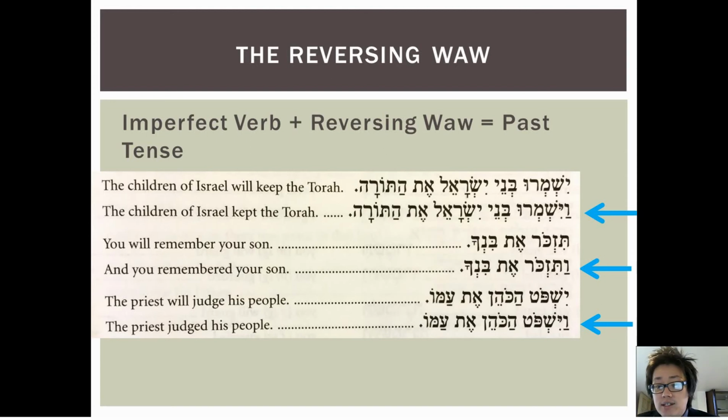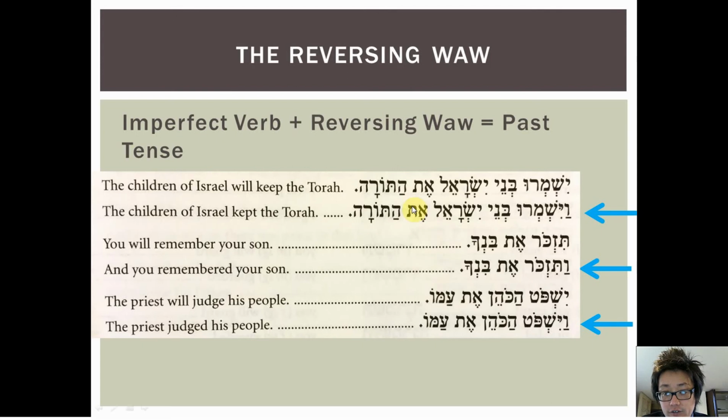Tizkor et bincha. What do you think about this first verb? What do you recognize here? Well, zakar, the root zayin kaf resh, has to do with remembering something, right? So the tizkor is ambiguous. It could be either second masculine singular Pa'al imperfect, or third feminine singular Pa'al imperfect. Let's go with second masculine singular. You will remember your son, bincha.